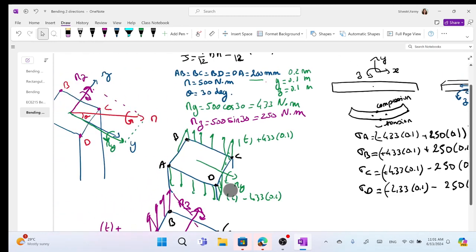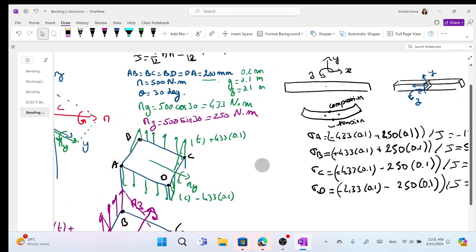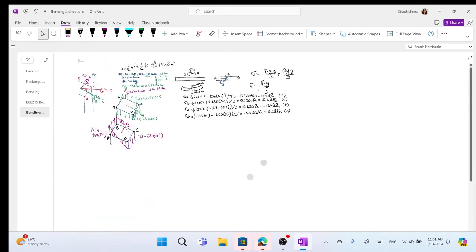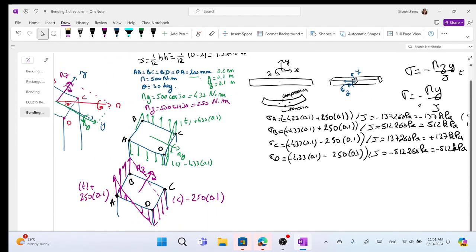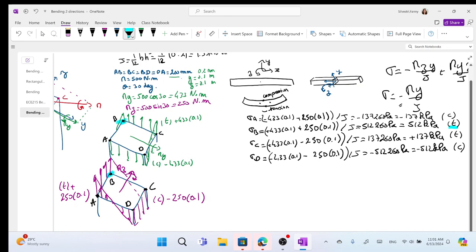And if we come back on that, that makes sense. The easiest one to check is B. B is tension, tension, two times. Point D is compression, compression, two times. And A is a combination of tension and compression, and C is a combination of tension and compression. So those answers make sense.